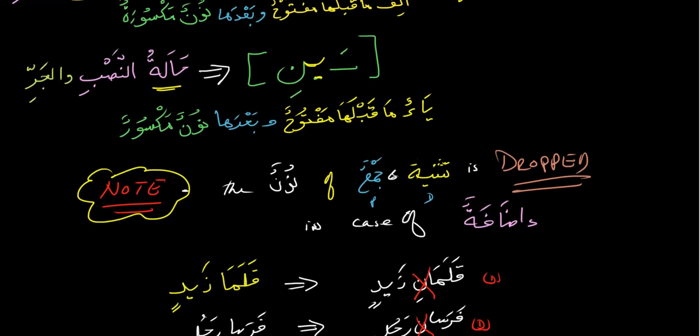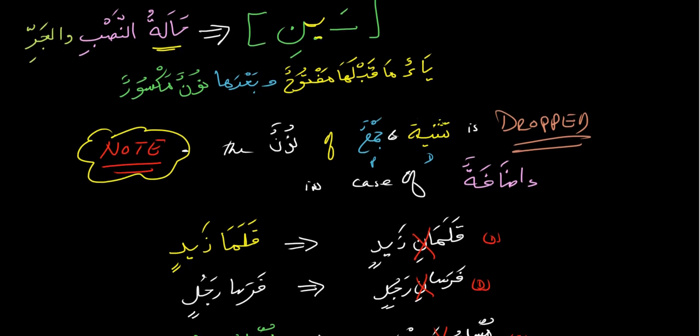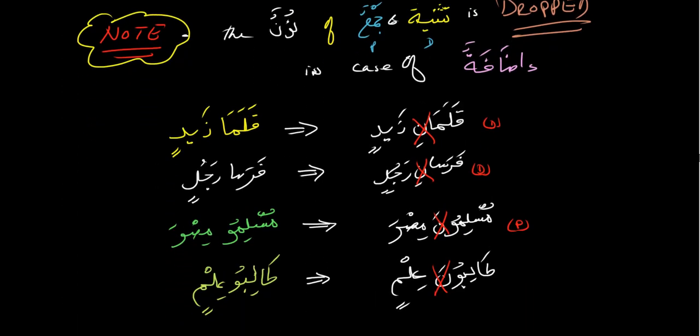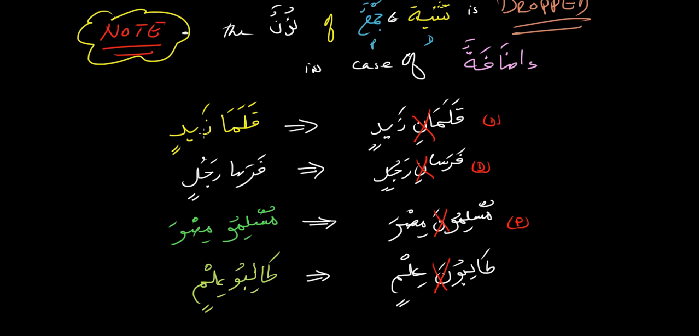One note is that the noon of tasniya and jama is dropped in case of idafa. Qalamani zaydin becomes qalama zaydin. Farasani rajulin, two horses of a man, becomes farasa rajulin. Muslimuna misra becomes muslimu misra. Talibuna ilmin becomes talibu ilmin.